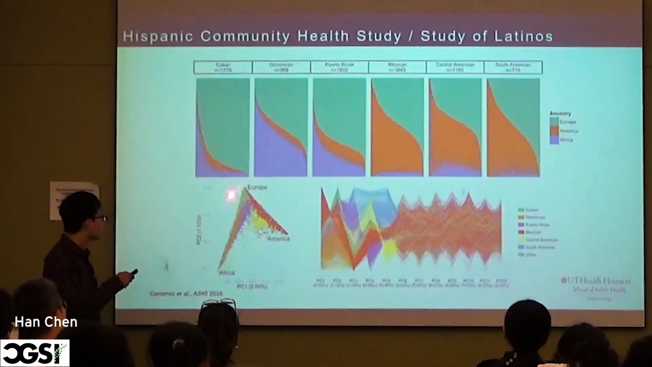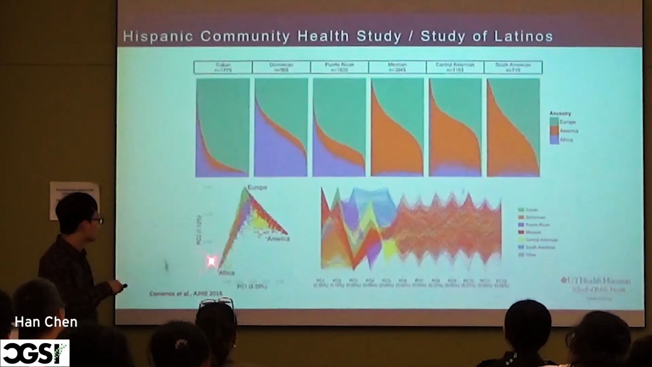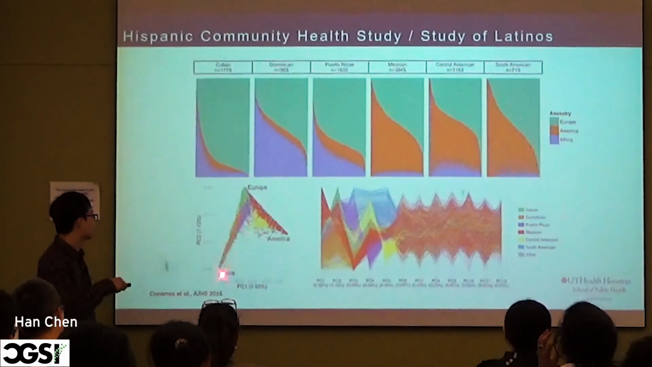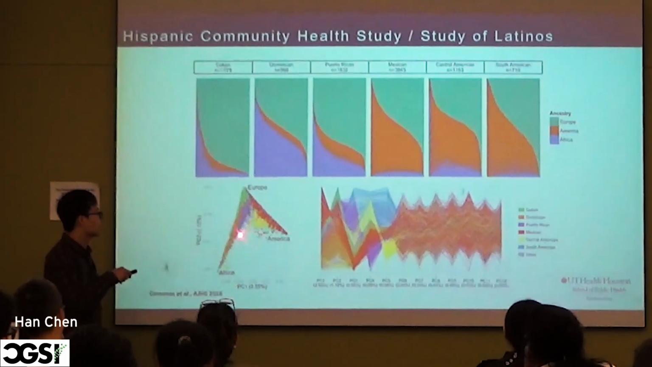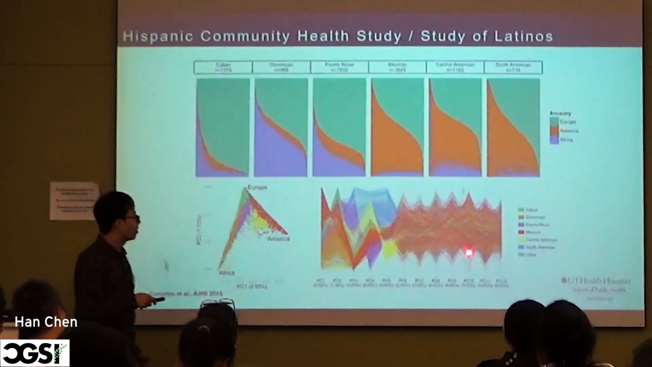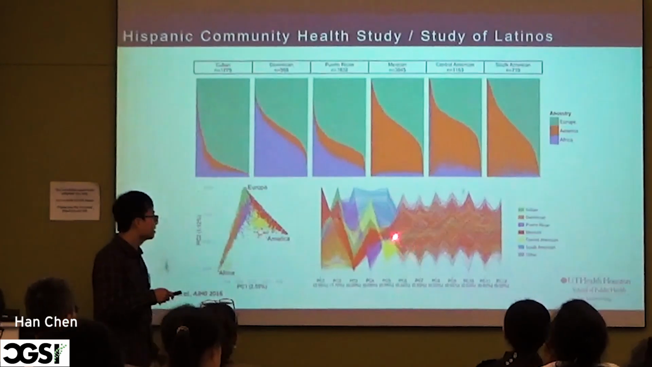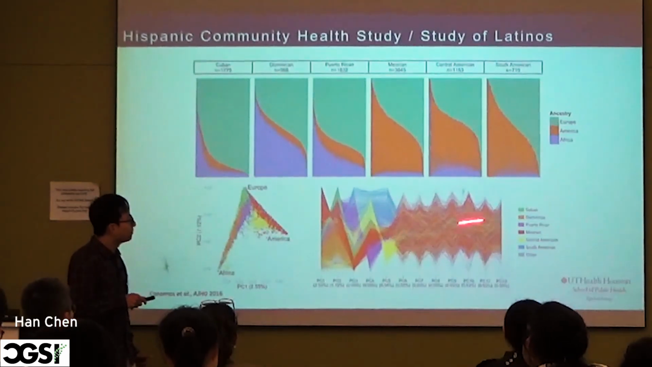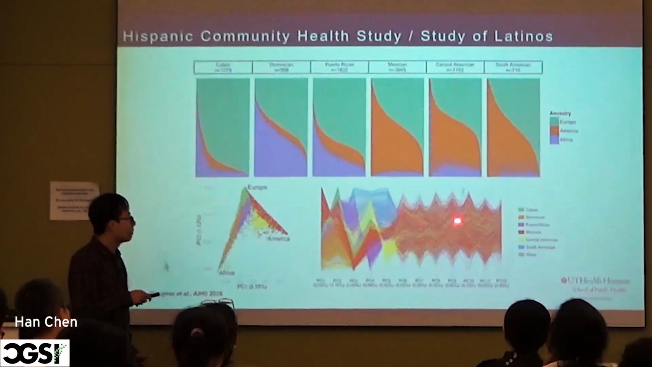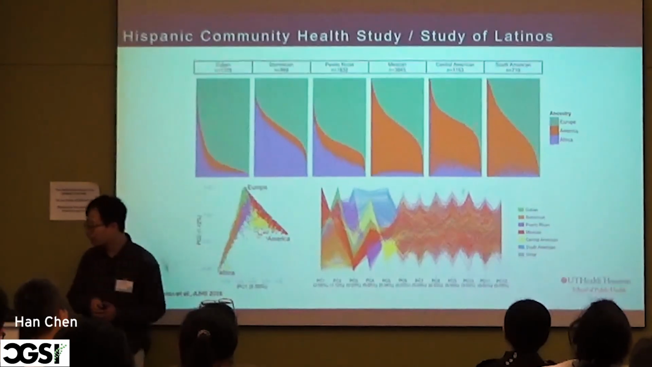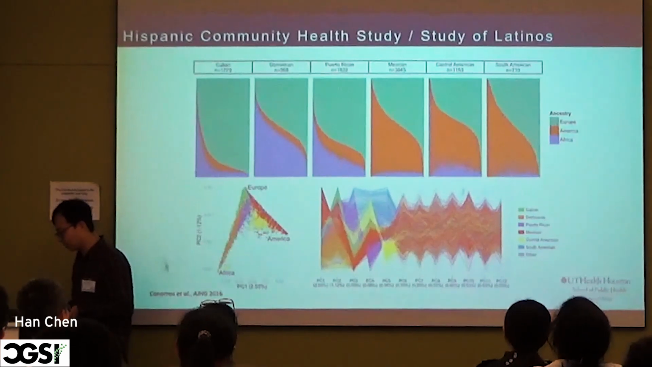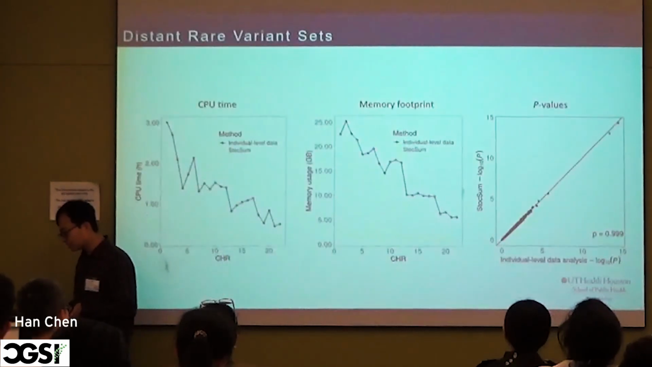And this is the famous triangle that you can see when you have 3 ancestry populations. This plot shows that only the first 5 ancestry PCs were informative, and starting from PC6, they were mostly noise. So that's why we're adjusting for the top 5 PCs.